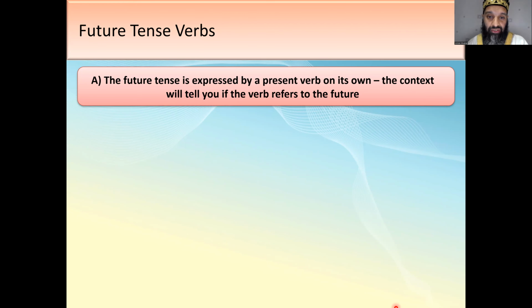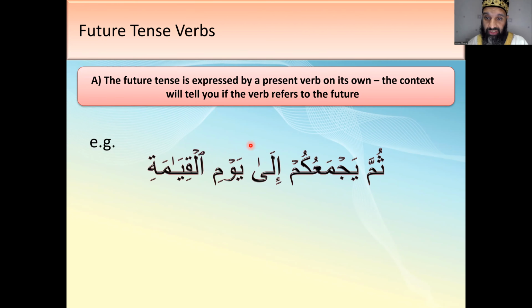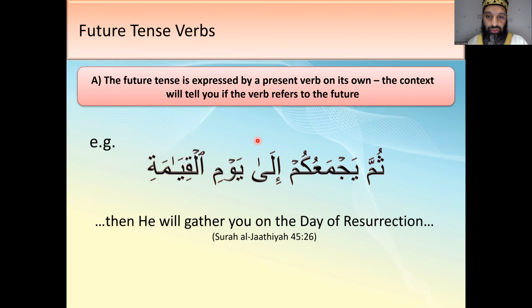A future tense, you will use the present tense verb, but the context of the sentence is going to tell you that it's future. So yajma'ukum means he gathers you all, right? Literally, just outside of the Quran, yajma'ukum means he gathers you all. But look at the sentence: then he gathers you all on the day of judgment, right? So it's talking about the day of judgment.